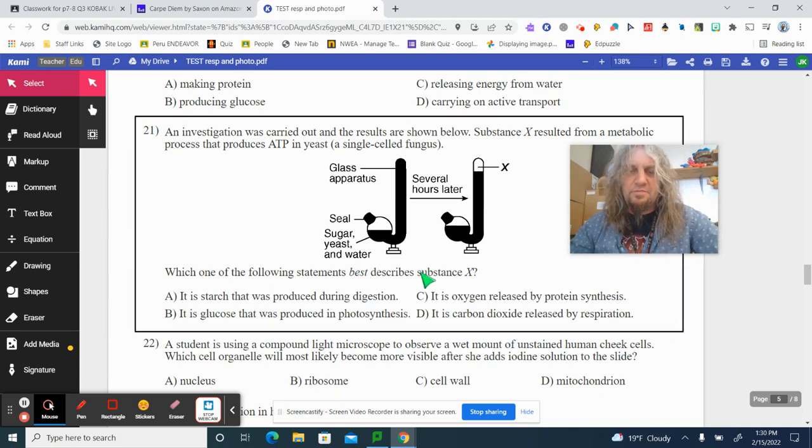Which one of the following statements best describes substance X? A, it is starch that was produced during digestion. B, it is glucose that was produced in photosynthesis. C, it was oxygen released by protein synthesis. Or D, it is carbon dioxide and was released by respiration.